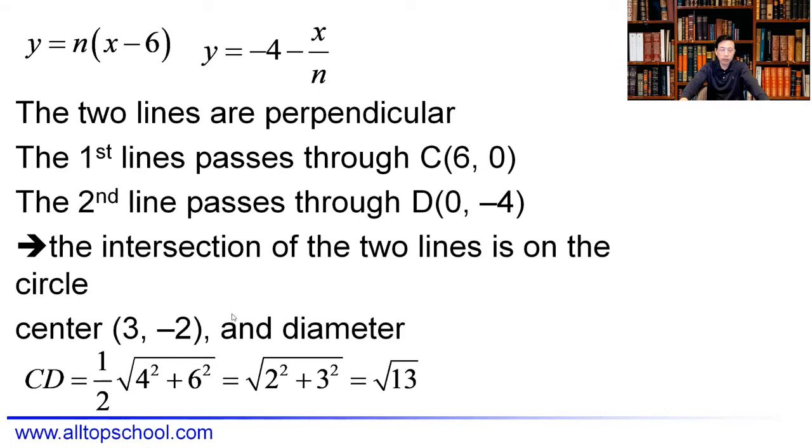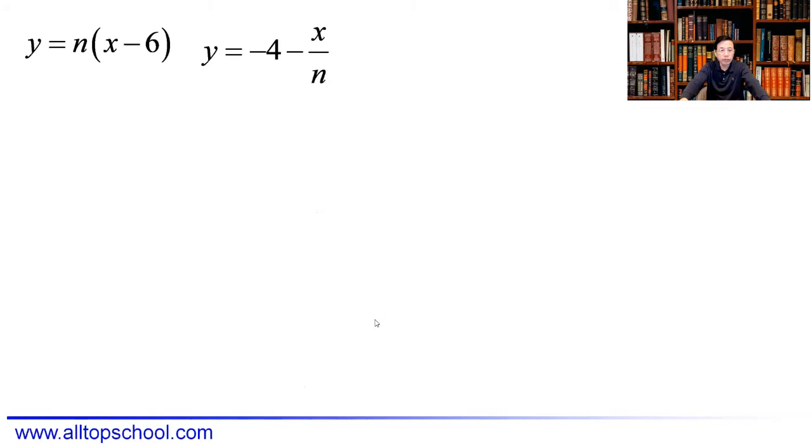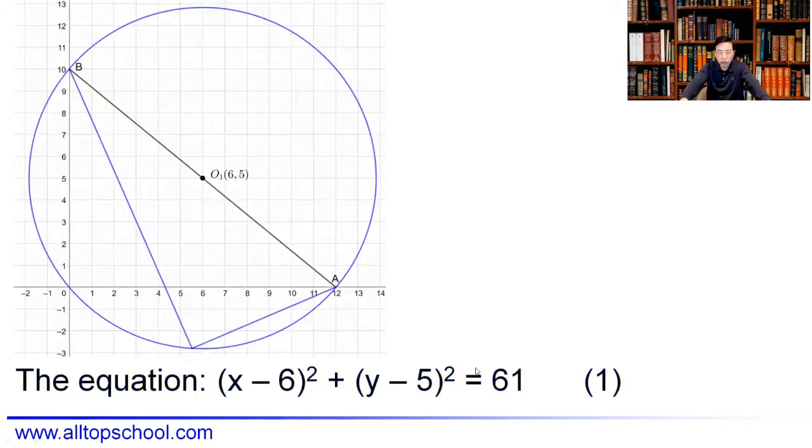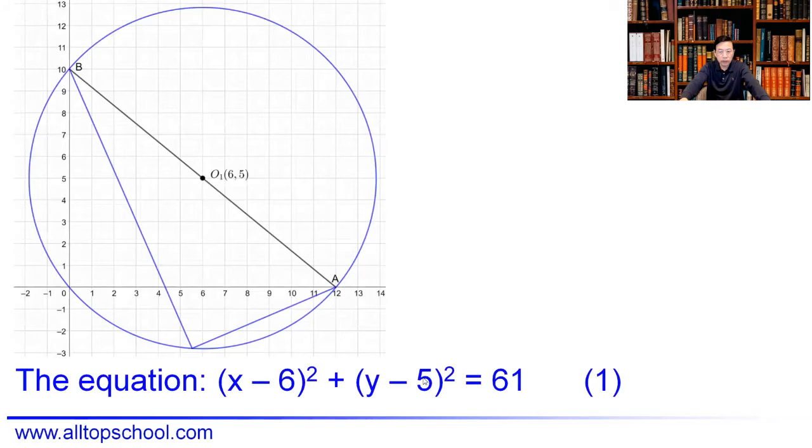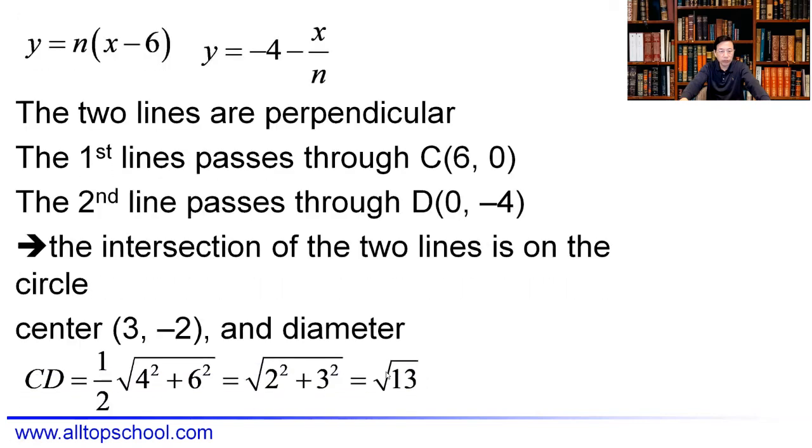I get actually, this is a radius. This is half of the diameter. So I shouldn't write CD as directly 2 square root 13. We're looking for the radius. Okay, so the radius should be square root of 13. Same thing for the previous example. The radius should be square root of 61, not the diameter. The diameter should be 2 square root of 61. So we get this equation. The same thing for this one, we're going to get the diameter 2 square root of 13. And then we can get the equation.